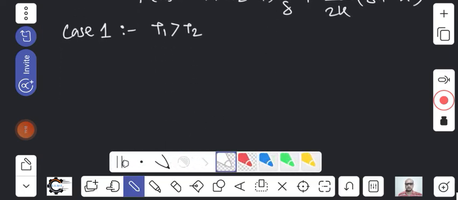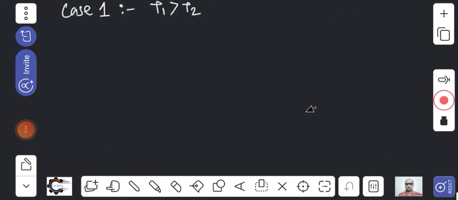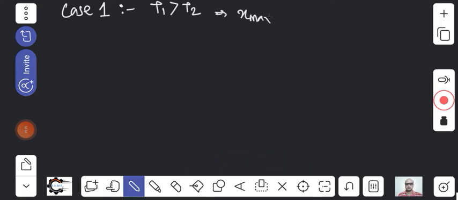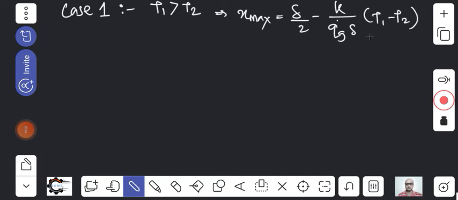what x max will I get? If T1 is greater than T2, then x max is equal to delta by 2 minus k by q gen delta, into (T1 minus T2). If T1 is greater than T2, this term will be positive, all the times. T1 minus T2 is positive, this is also positive, and this is also positive. So something you are deducting from delta by 2, the whole thing will get deducted from this. So in this case the x max will be less than delta by 2, right?